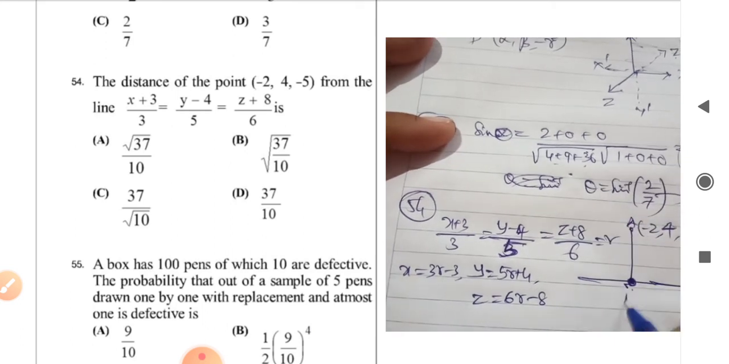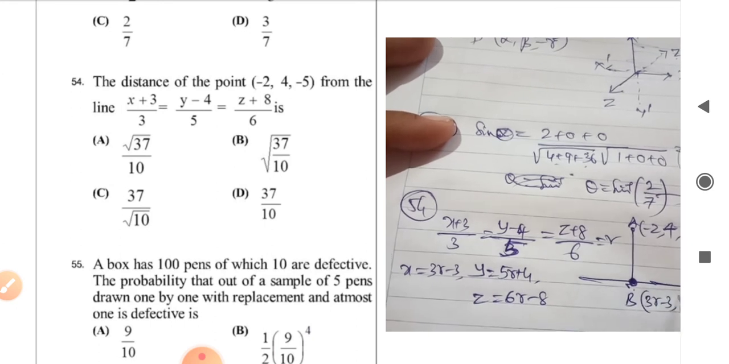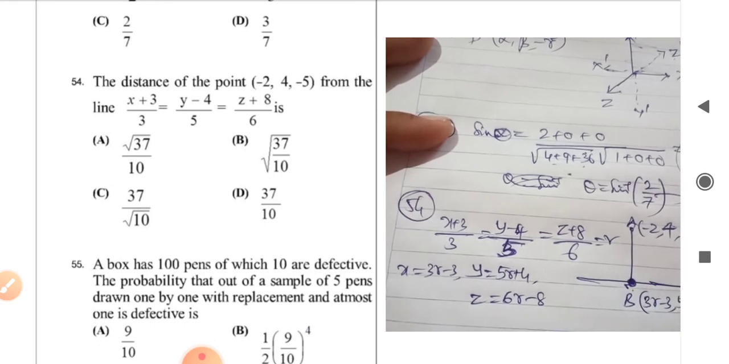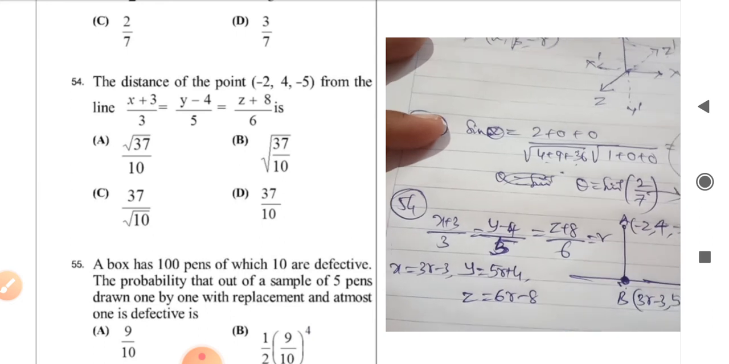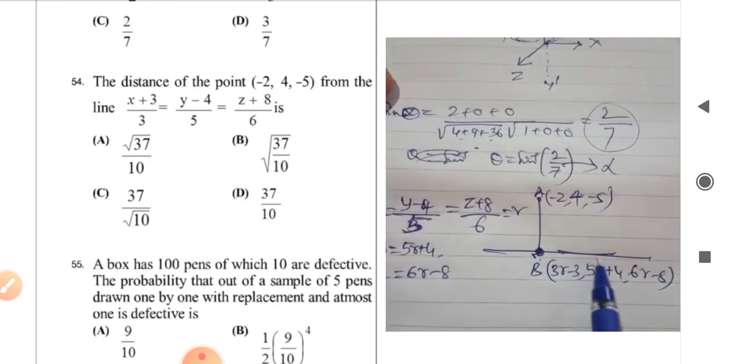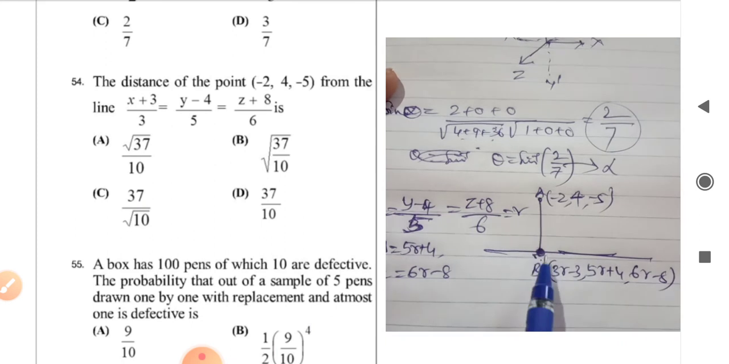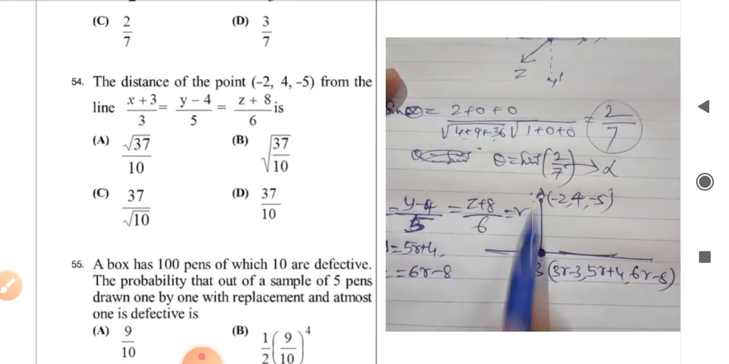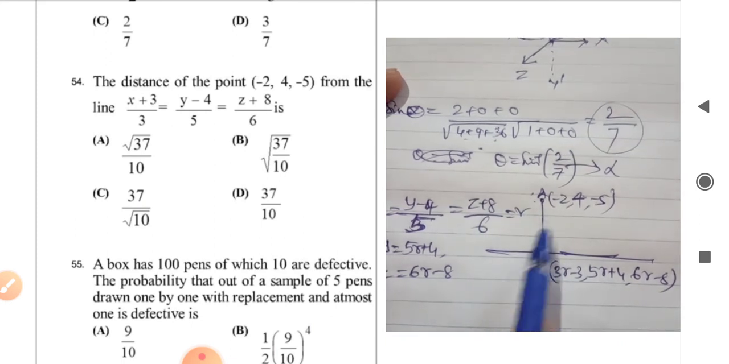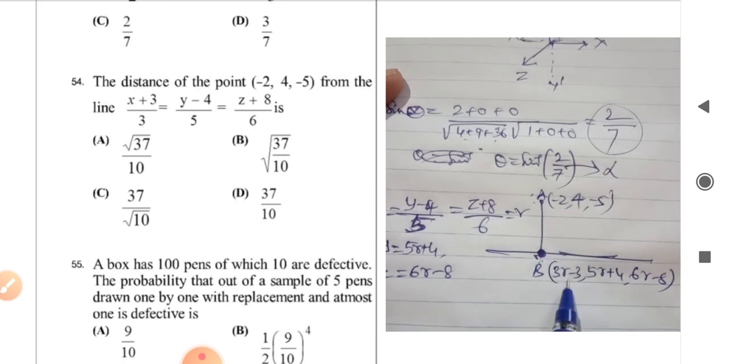If it is A, and I will take it as B, so this is 3r minus 3, 5r plus 4, 6r minus 8. Correct. This is my general point here. I have written just general point B here. If this point is the foot of this A, then definitely AB will be the shortest distance, and this will be the length of the perpendicular. Correct. But I want the value of r here.